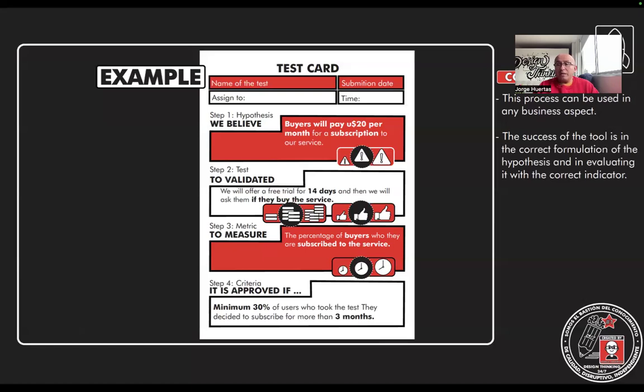So this process can be used in any aspect of the business. It's very important. You can make a test card for basically anything that you are guessing and you want to validate if it's reliable or not. The success of the tool is in the correct formulation of the hypothesis and evaluating if the indicator is correct or not. Maybe if I put just 10%, that is very low. So I need to be very, very specific about whether what I'm doing is working or not.